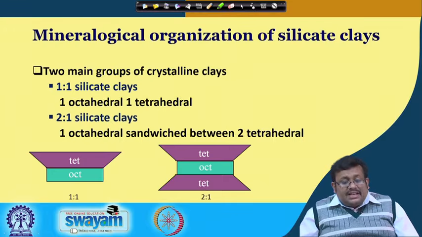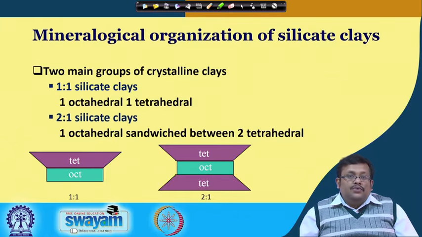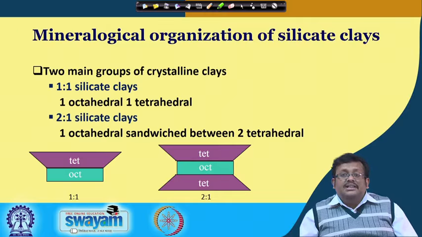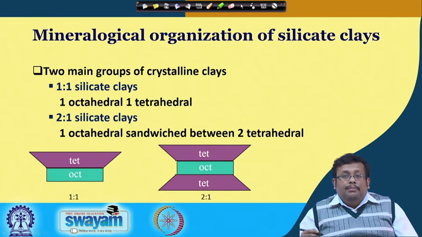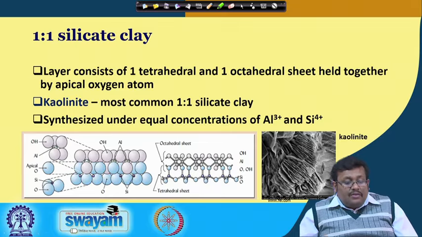So, mineralogical organization of silicate clays, we already covered that in the last lecture, that is 1:1 type of silicate clays and 2:1 type of silicate clays. So, I am not going to discuss that in detail. Obviously, in the case of a 2:1 type of layer, one octahedral layer is sandwiched between 2 tetrahedral sheets, and this is the basic organizational difference between the 1:1 and 2:1 type of layer. Now, let us start with 1:1 silicate clays.